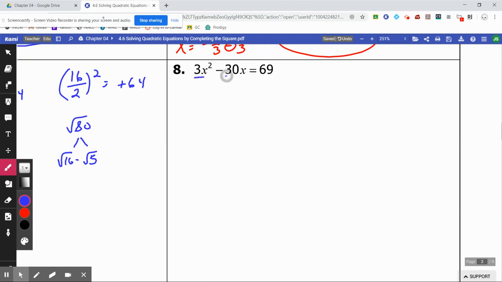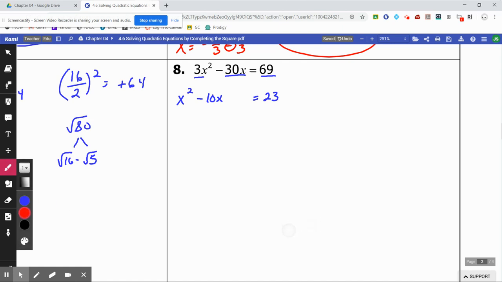Okay, next one, notice 3, 30, and 69. You can actually go ahead and clean this up a lot by dividing everything by 3. It's going to be a smart first move, and that's what you now have. The reason that is a smart first move is you don't have to factor out that 3 anymore. So now let's go through and complete the square.